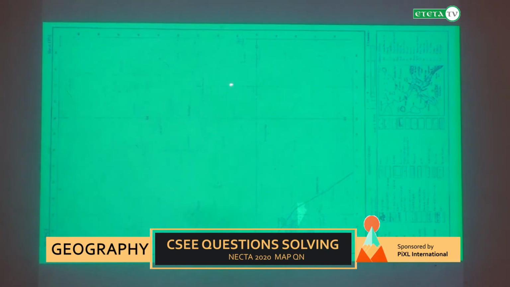Now, the general direction is from northeast. This side here is northeast. And it goes to south, northeast to south, then to west. This side here is the western part.